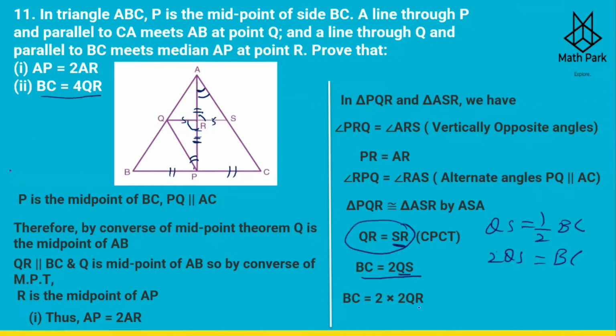So instead of QS, we can put 2QR over here. And 2 times 2 is 4QR. This is how we proved BC is equal to 4QR. Got it?